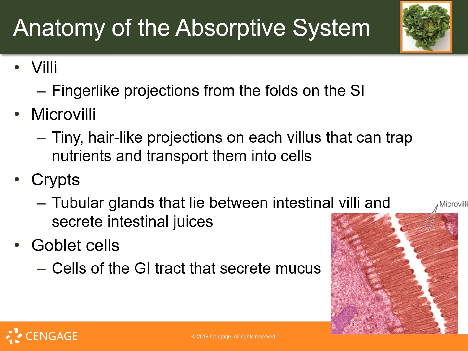There are also crypts, which are tubular glands that lie between intestinal villi and secrete intestinal juices. And then we have goblet cells, and those are cells of the GI tract that secrete mucus.